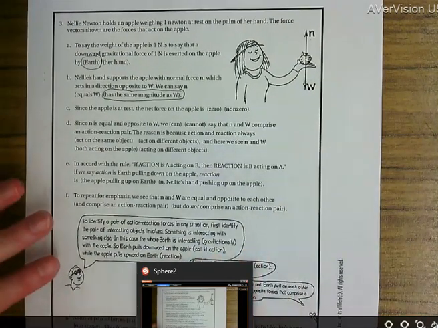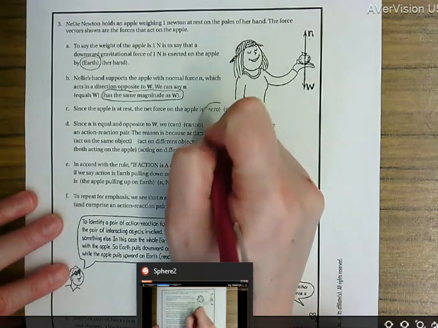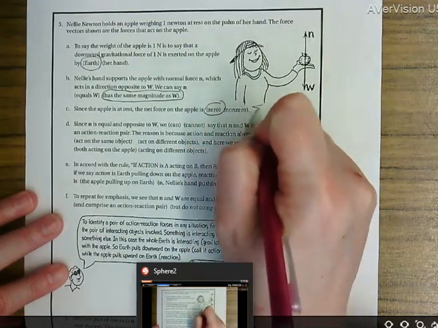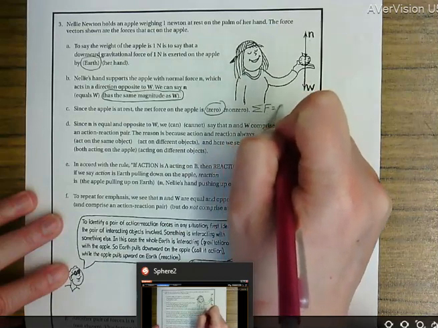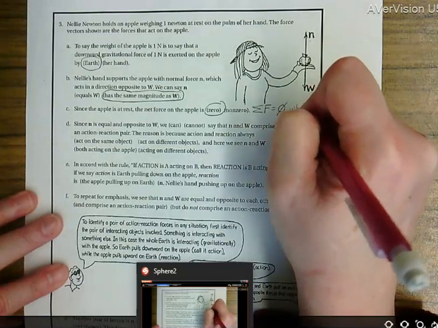Since the apple is at rest, the net force on the apple is 0. Okay, so remember, our sum of our forces equals 0 when our object is not moving.